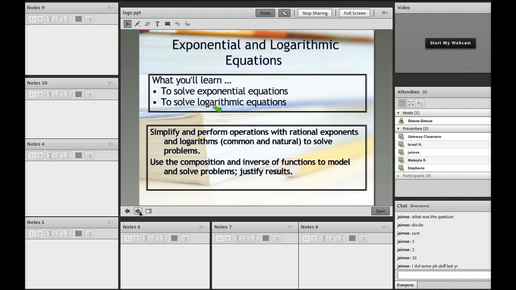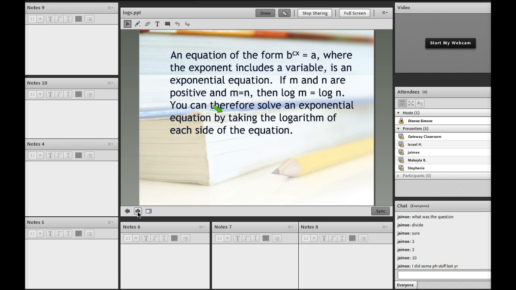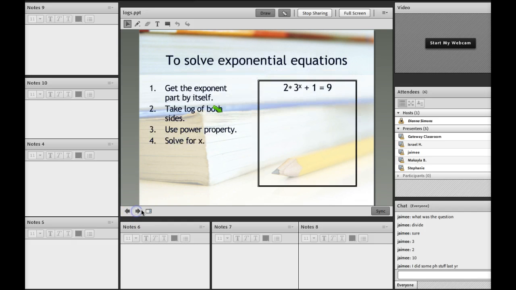Okay. We're going to look at some exponential equations here. And it's the stuff that we just did. I think there's just a couple problems. It's what we just did, but a little bit more. Does that make sense? Okay, good. The idea here is to get the exponent part by itself. Then we're going to take the log of both sides and use the power property to solve for x.